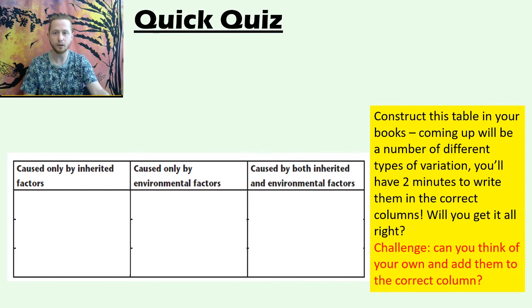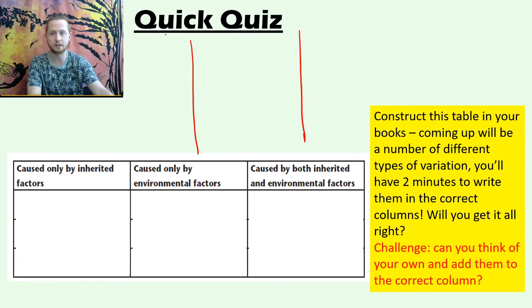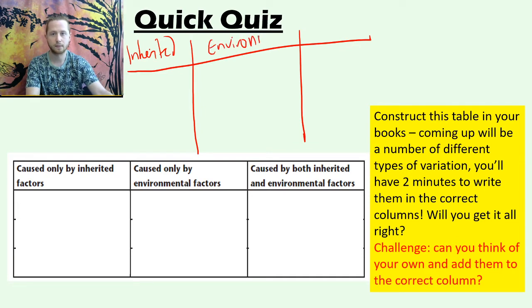So what I'd like you to do is make this table in your books. I'll show you how to make a table. What I would do is draw two lovely lines like this, and then a line across. Mine's not very neat, I don't have a ruler to use. Here I would write, for example, inherited. Here I would write environmental. And here I would write both, for example. And then you can have lines for inputting the data that will be coming up in a second, okay? So that's one way that you can do that.